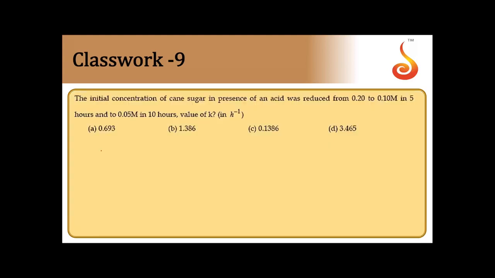Therefore the value of K is equal to 0.693 by half-life. Half-life is 5 hours, which comes to 0.1386. So 0.1386, option C, is the answer. Since 0.2 became 0.1, nothing but half, 5 itself is equal to the half-life. The order is 1 because they gave units of K as hours inverse.